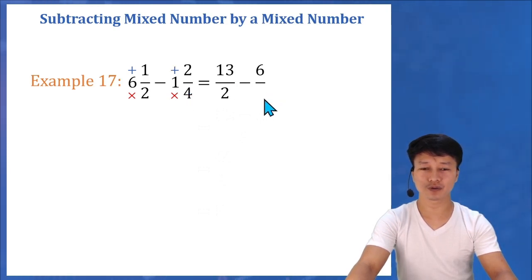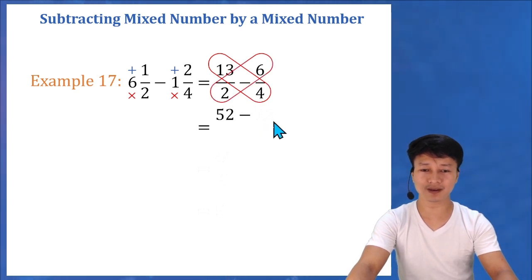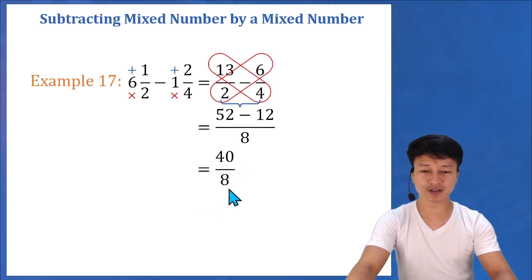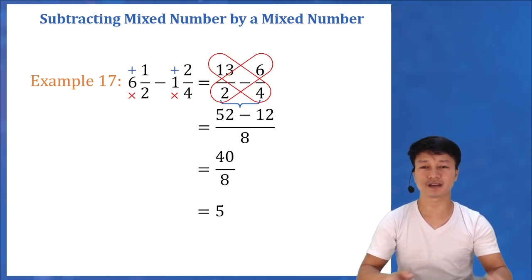6 over 4. And then, dissimilar fractions sila, so we can apply the butterfly method. So that is 13 times 4 gives us 52 minus 6 times 2 is 12 over 2 times 4 is 8. That is equal to 52 minus 12 is 40 over the common denominator 8. So 40 over 8, or 40 divided by 8, gives us 5. So the final answer is 5.